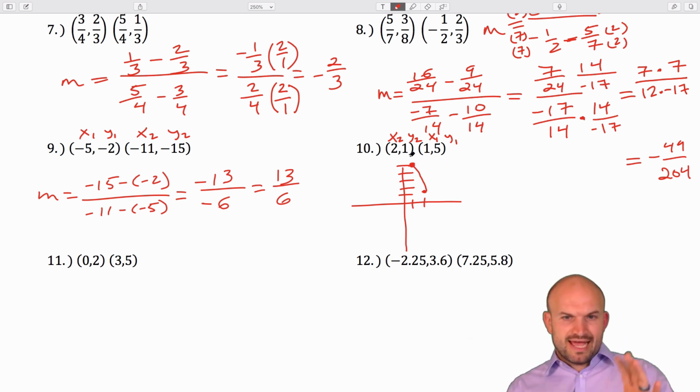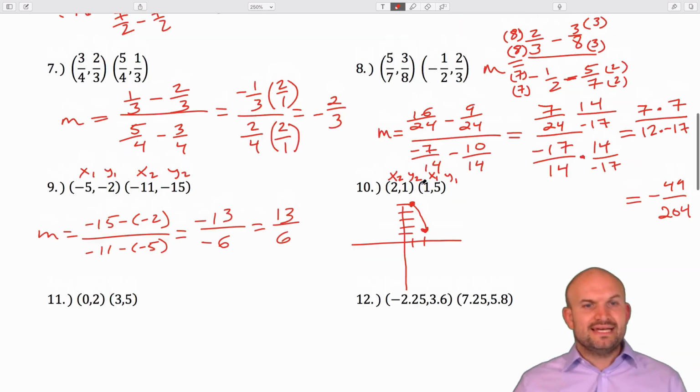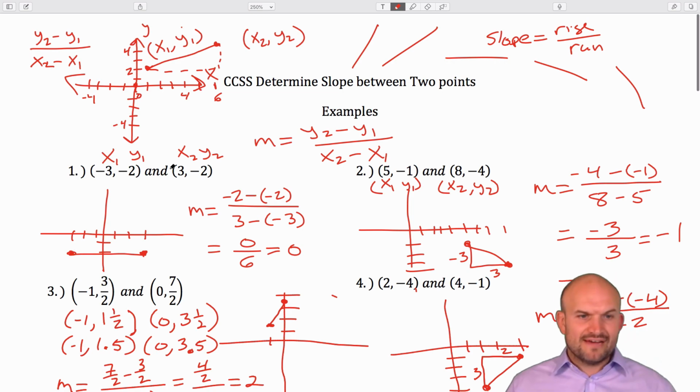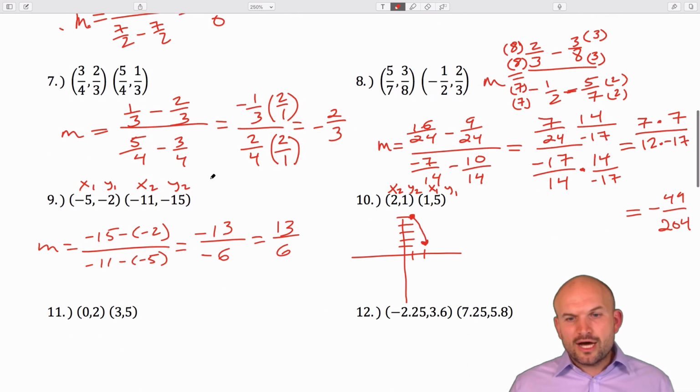If we had 2, 1 right here, and here's 1, 5, and we're reading from this point to that point, we're actually going left. That's sometimes the case. In the first problem I did, it made sense to read from left to right, because the first point was more left than the second point. But that's not always the case.